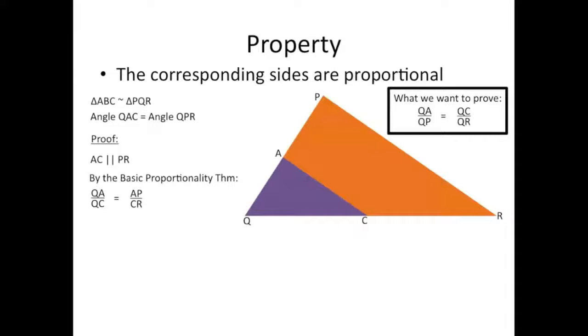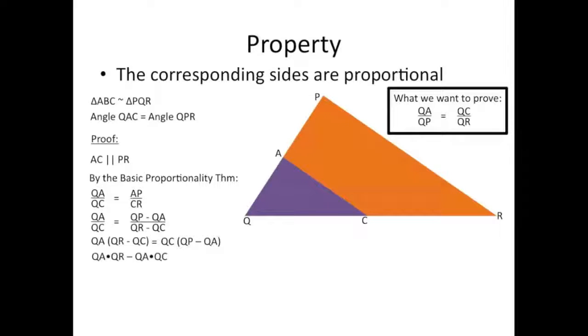And if you look closely, the length of AP, which is this line right here, can be represented as the length of QP minus the length of QA. In the same way, the length of CR can be represented as the length of QR minus the length of QC. So let's replace our fraction with those. Now that we expressed AP and CR as QP minus QA over QR minus QC, we can cross multiply, which will give us QA times QR minus QC is equal to QC times QP minus QA.